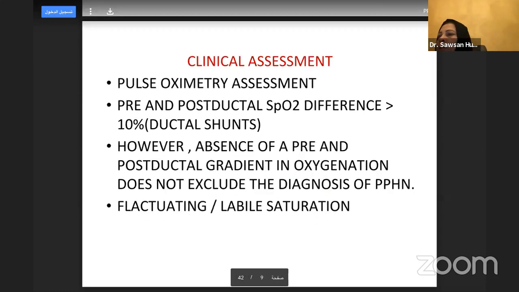How will you diagnose it clinically? Okay, so first you will put the baby on a pulse oximeter. You will find a difference between the right radial and the umbilical artery. There will be a difference in oxygen saturation of 10%. However, absence of this difference does not exclude persistent pulmonary hypertension of the newborn. You will find the baby persistently hypoxic with labile saturation.